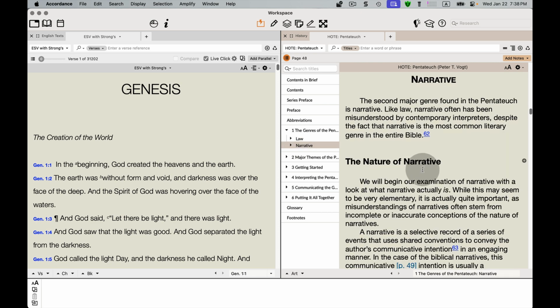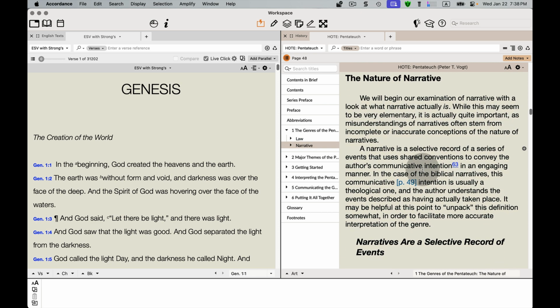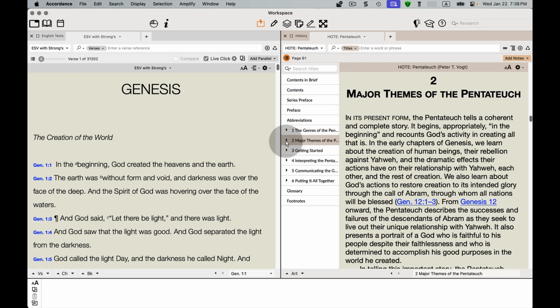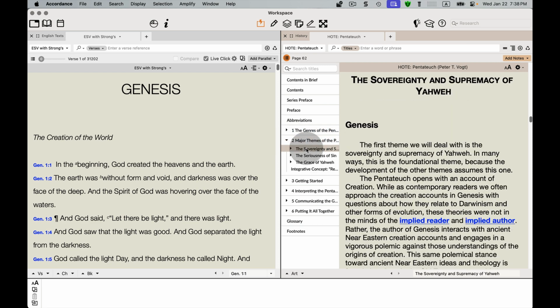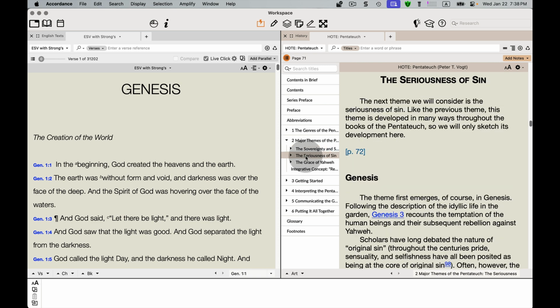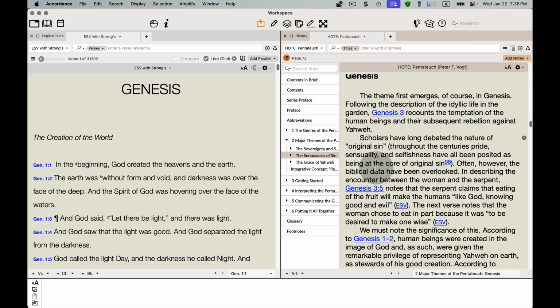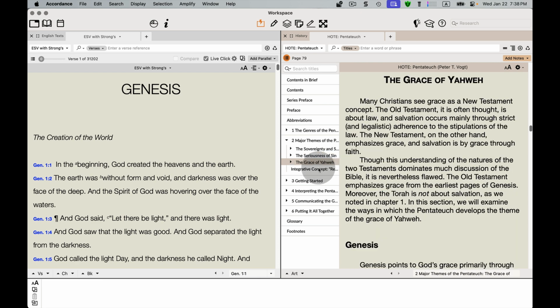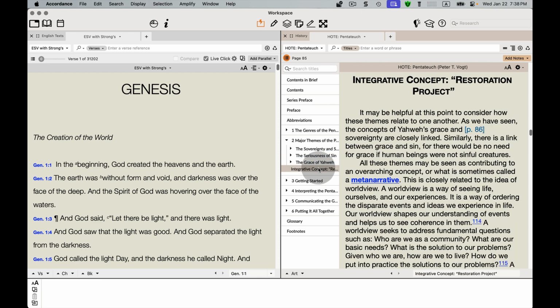Plus, there's another good article here on narrative as well, so you're getting to see how law and narrative work together throughout the Pentateuch. Plus, there are major themes here in the Pentateuch, so things such as sovereignty and supremacy of God, seriousness of sin, and how does this look throughout the various biblical books. So how does this look throughout Genesis, the grace of God, and then some integrative concepts as well.